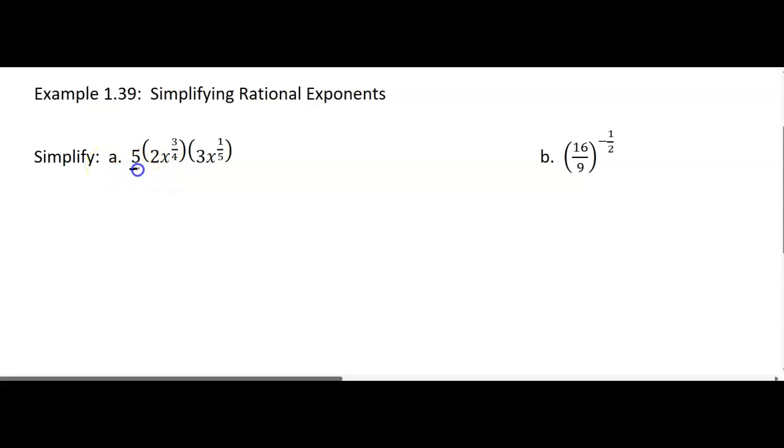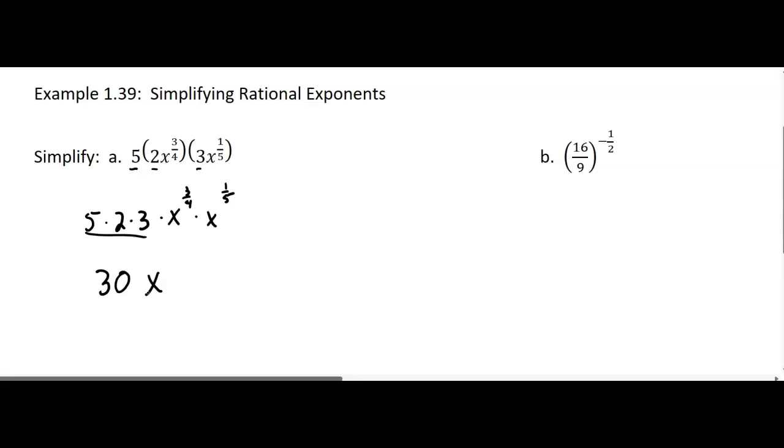So I've got a 5, I've got a 2, I've got a 3. In fact, I'm going to write 5 times 2 times 3. And then I've got an x to the 3/4 and an x to the 1/5, right? Okay. Well, 5 times 2 times 3, that's 30. And then x to the, now, what do I do when the bases are the same?